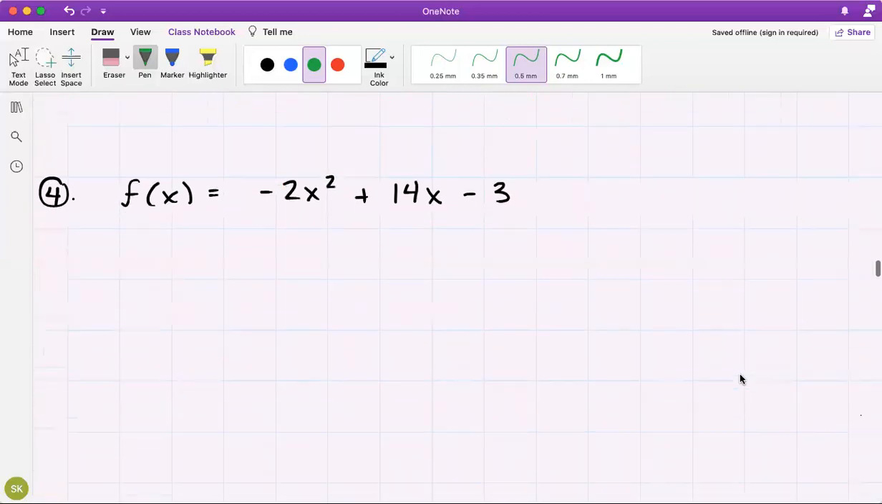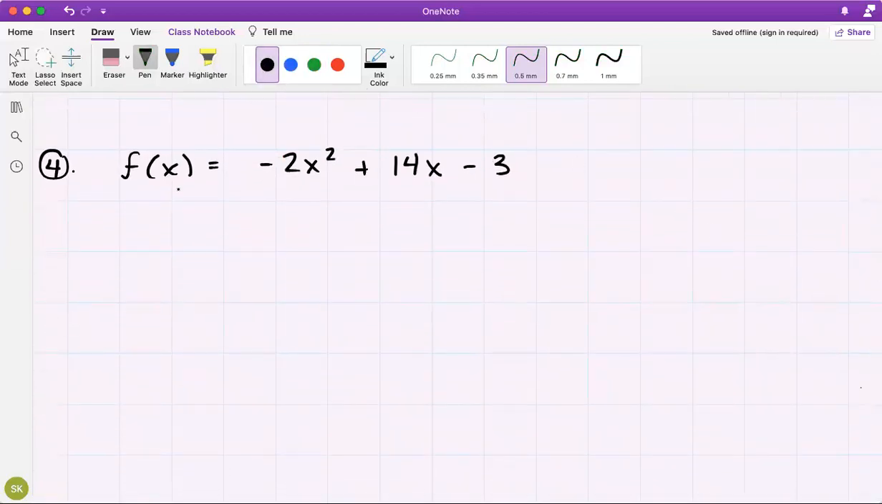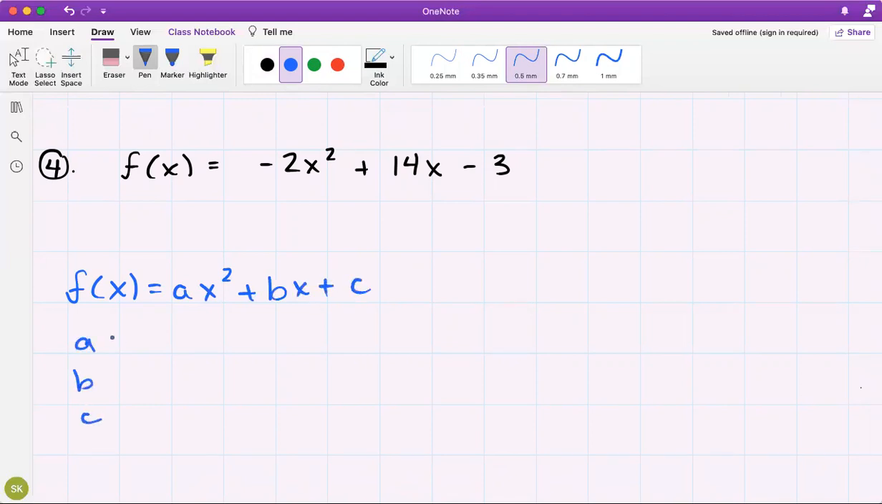Let's try another one. So here I give you the function f of x is negative 2x squared plus 14x minus 3. Let's write the general form. Let's write what a, b, and c are. So a is negative 2, b is 14, and c is negative 3. a is less than 0, which tells me we're pointing downwards.